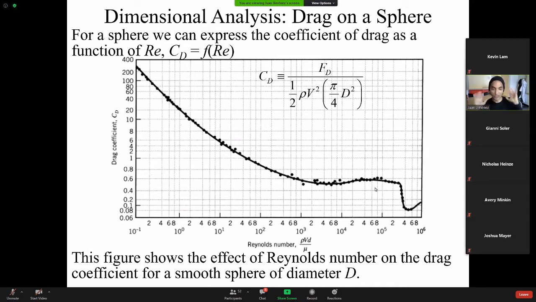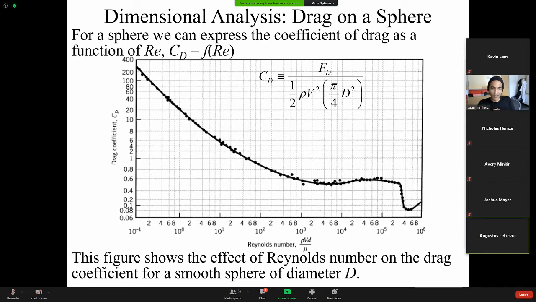So let's say something really, really cool. Augustus, let's say you're doing experiments, or you don't even do the experiments. You have this chart and you say, hey, the problem that I'm working with, my Reynolds numbers are 10 to the 5 right here, 1 times 10 to the 5. How would you determine the drag force?